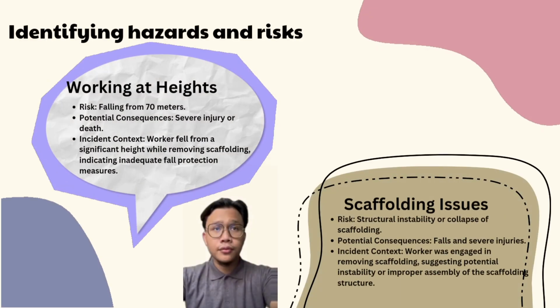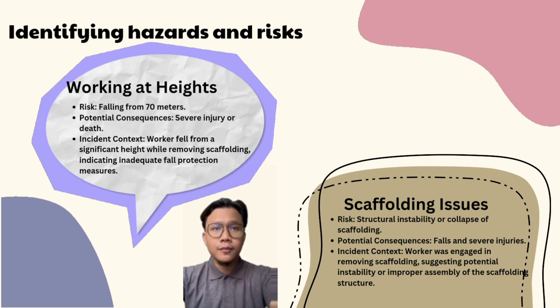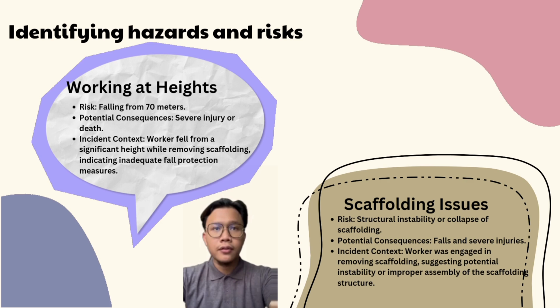We move on to identifying hazards and risks according to the incident. First, working at heights. Risk: falling from 70 meters. Potential consequences: severe injury or death. Incident context: the worker fell from a significant height while removing scaffolding, indicating inadequate fall protection measures.